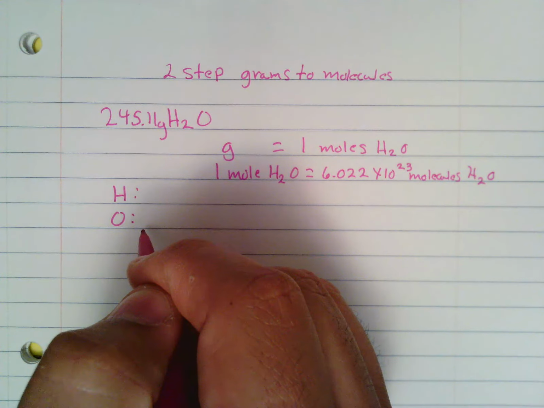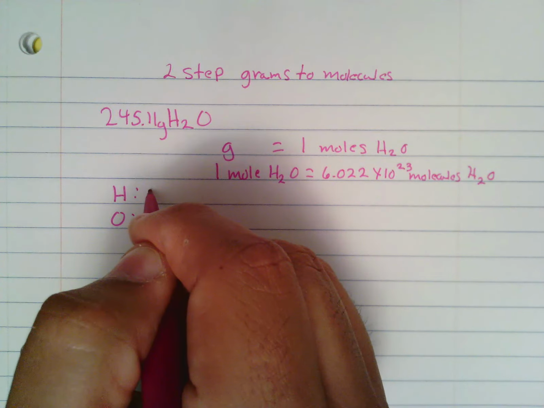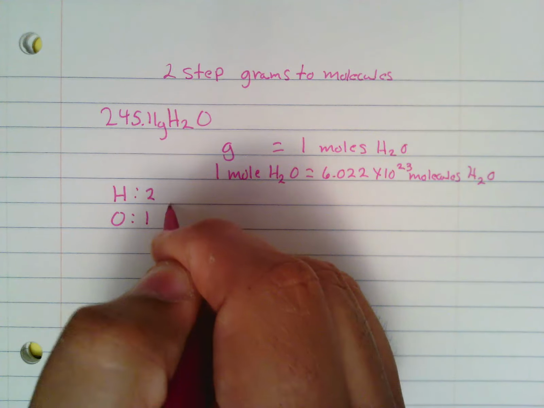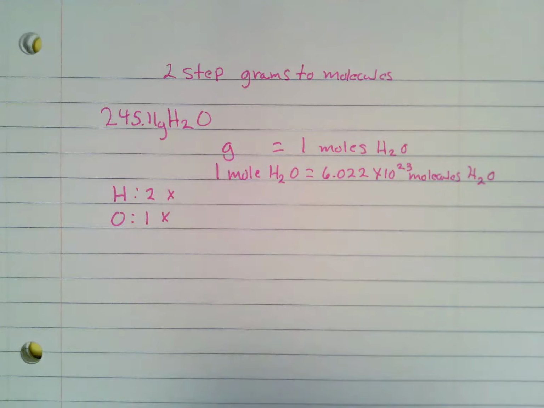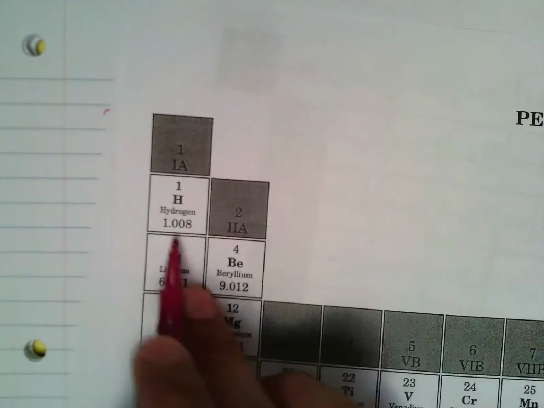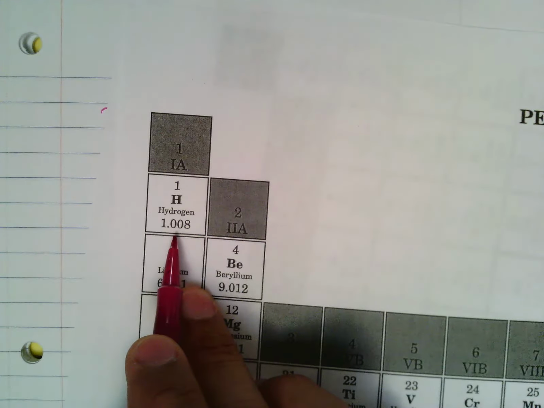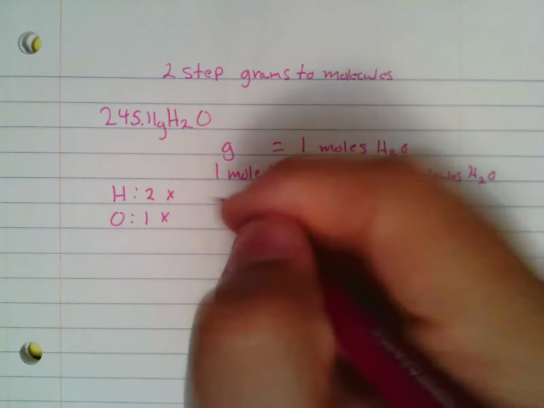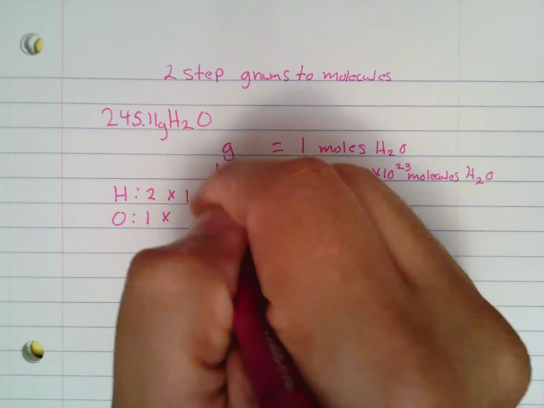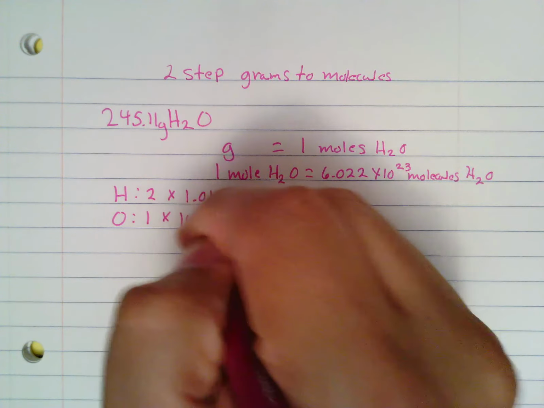We currently have a total of two hydrogens and 1 oxygen. So we then multiply them by their amounts on the periodic table, which for hydrogen is 1.008, which we round to 1.01. And for oxygen, that's on the other side of the periodic table, 16 right there. Okay, so we'll go ahead and write those numbers down. Hydrogen was 1.01, oxygen was 16.00.